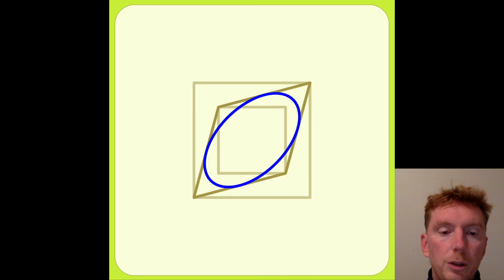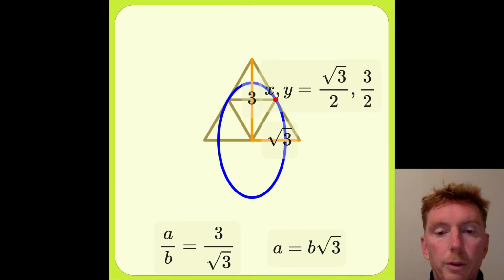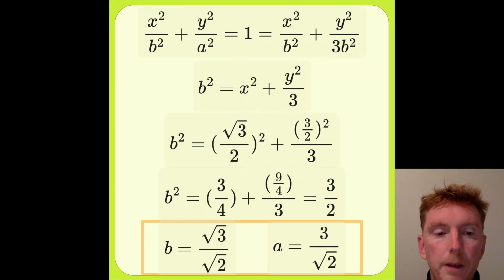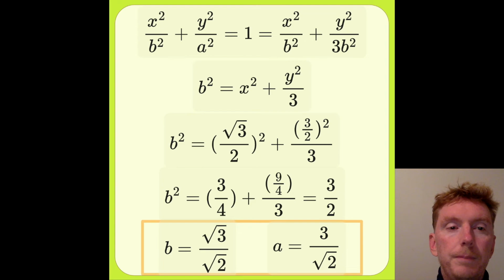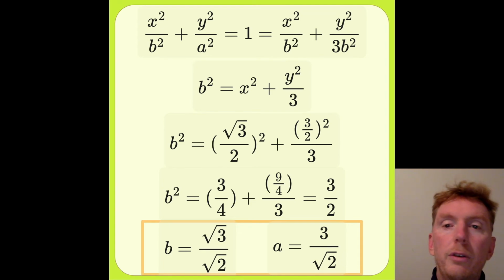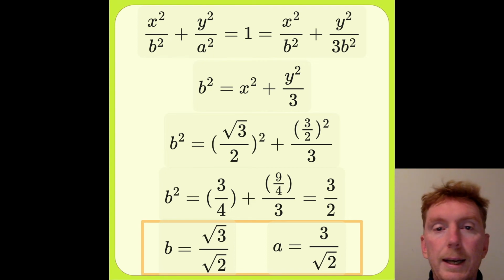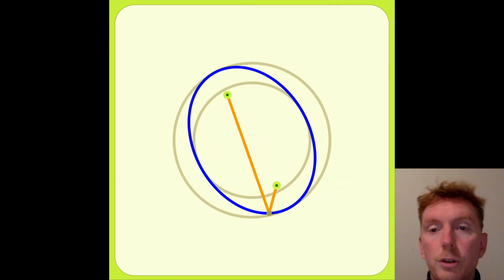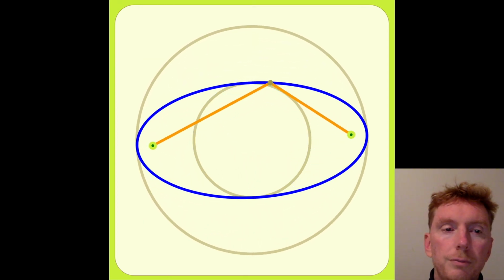We can use the ratio of A and B with the formula of the ellipse and our known point. We can write A in terms of B. Substituting x and y leaves an equation for B. Solving for B, we confirm that B is indeed the square root of 3 divided by the square root of 2. We can use the ratio to determine that A must be 3 divided by the square root of 2. This is the same answer that we calculated before. We just arrived at it from a different perspective.